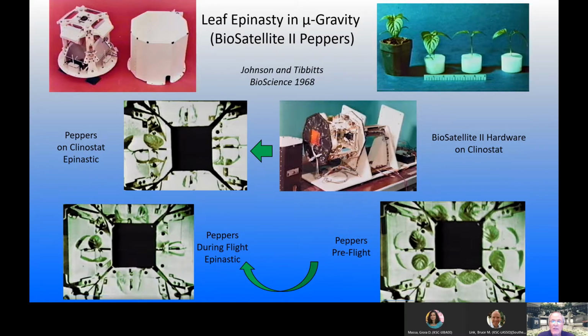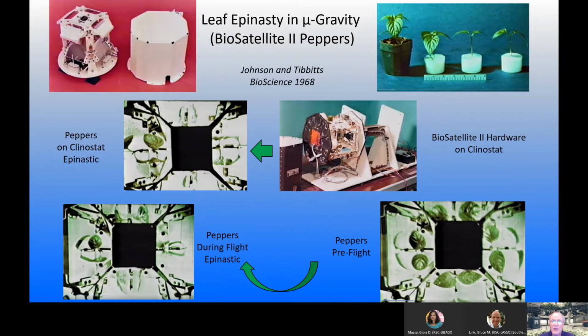And the pepper leaves did indeed become epinastic. And epinasty is a downward curling of the leaves. And they did it in space, and they also did it on ground-based clinostats as controls. So that was a really neat observation.